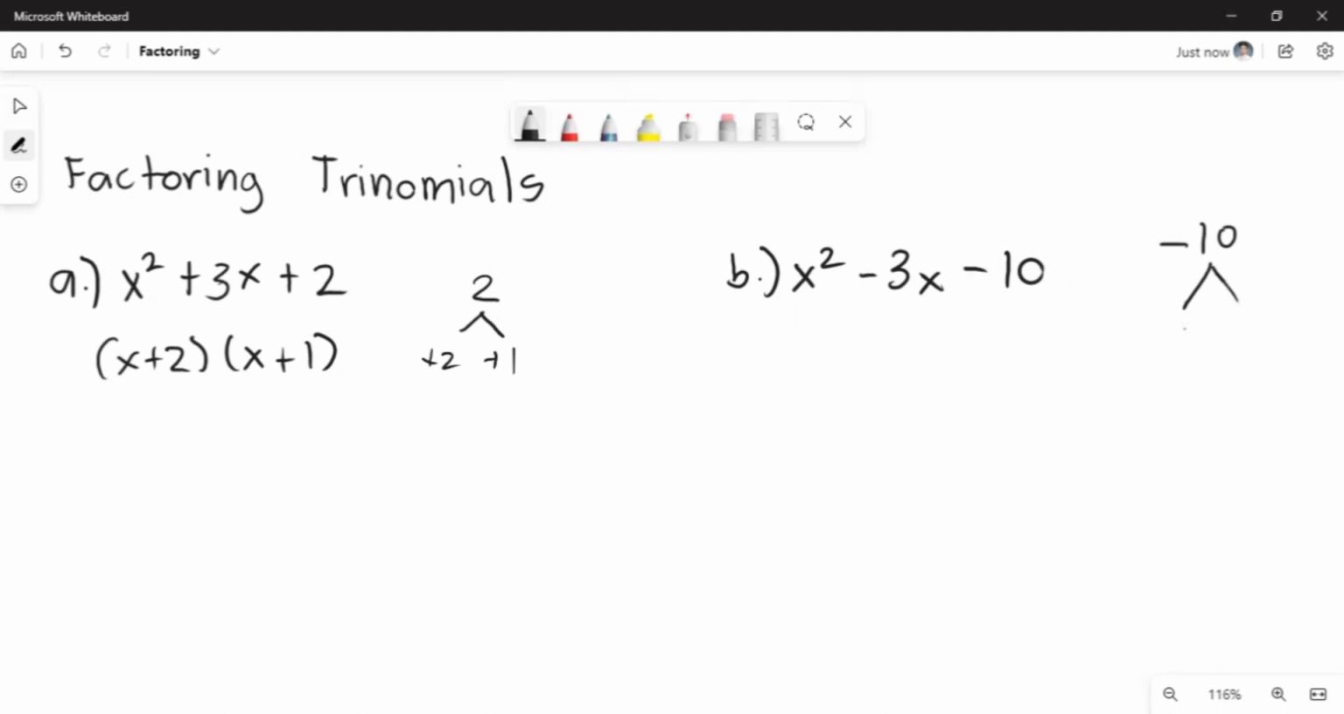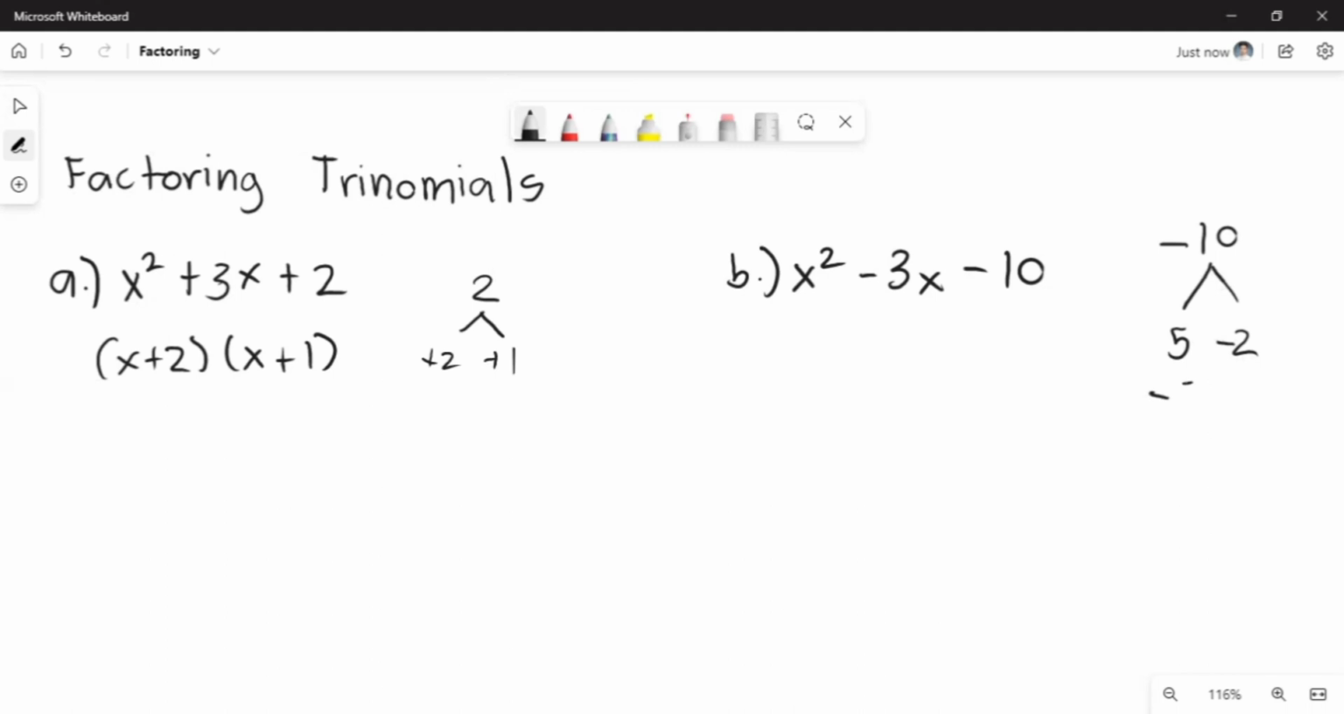We can have 5 times 2. 5 times 2 will give us 10. But since this is a negative number, one of them should be negative. Let's try 5 times negative 2. We know that 5 times negative 2 will give us negative 10. But if we add 5 and negative 2, that will give us positive 3.